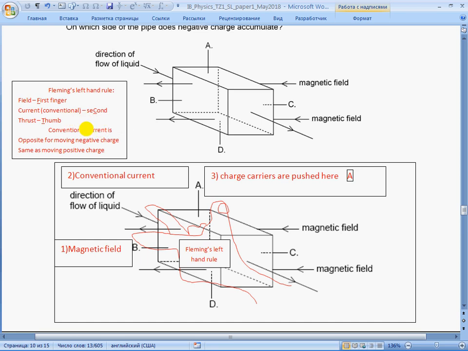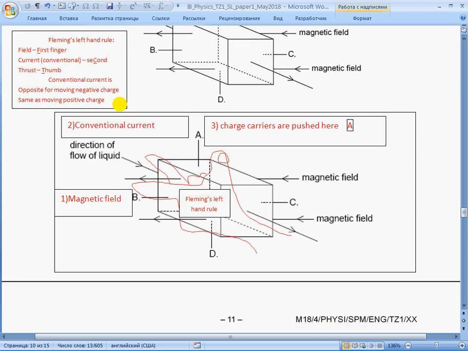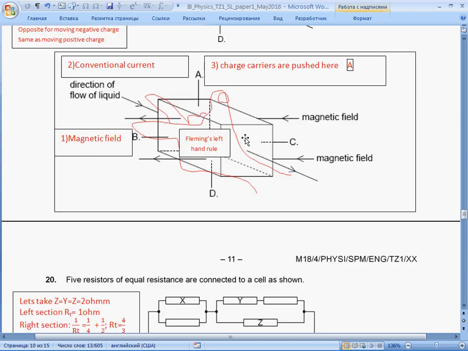Conventional current is opposite to the moving negative charge, and the same as for moving positive charge. So I have tried to draw, so conventional current will be in the opposite direction. The field is to the left, the conventional current is, let's say, away from us, the thumb of the left hand shows up, so the push will be up, and the negative charges are pushed here. Answer A.